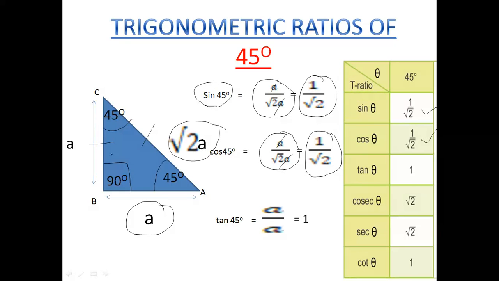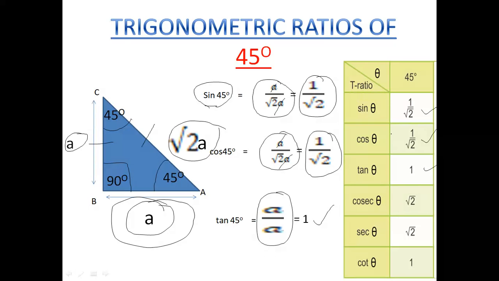Now tan. Tan means opposite side by adjacent side. That means it is A by A. A and A get cancelled. What is the value? 1. Therefore, tan 45 degrees is equal to 1.